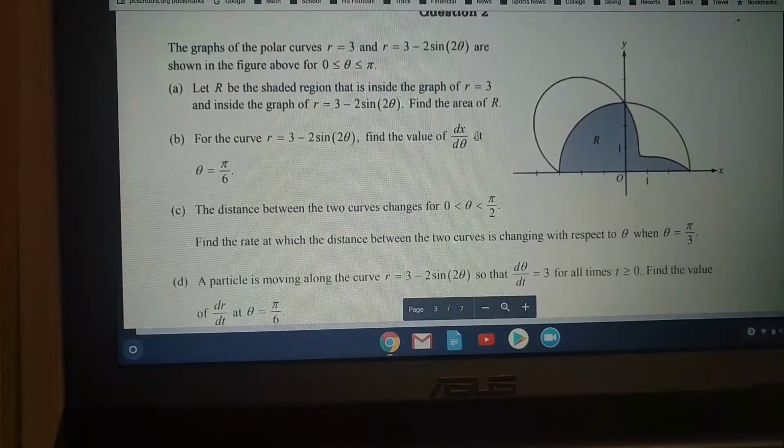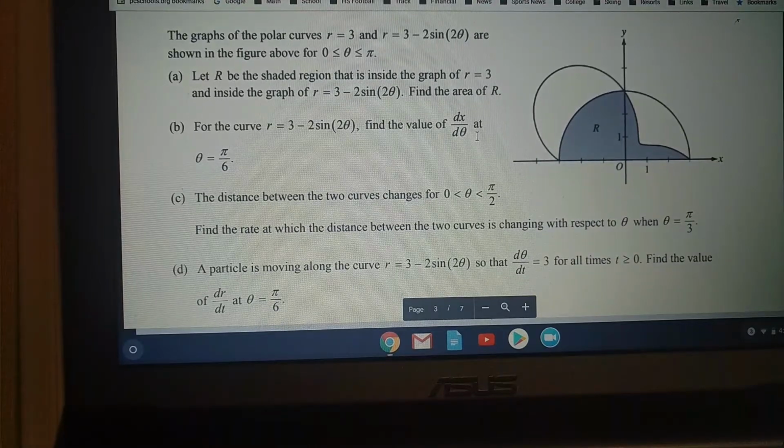Number 2, right away we see we've got polar. So we're looking at a polar one this time. You're using your calculator. Once again, we are calculator active. So let's look at how to score this one.